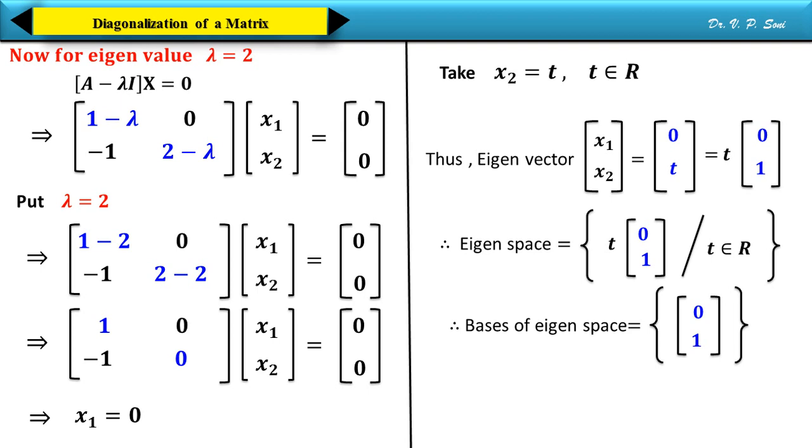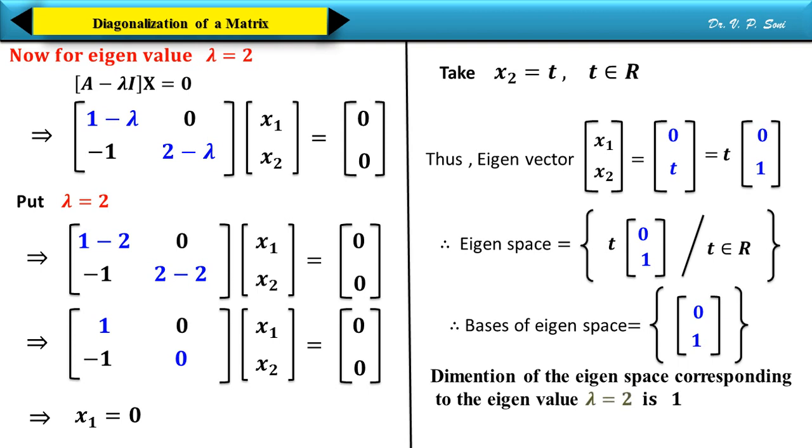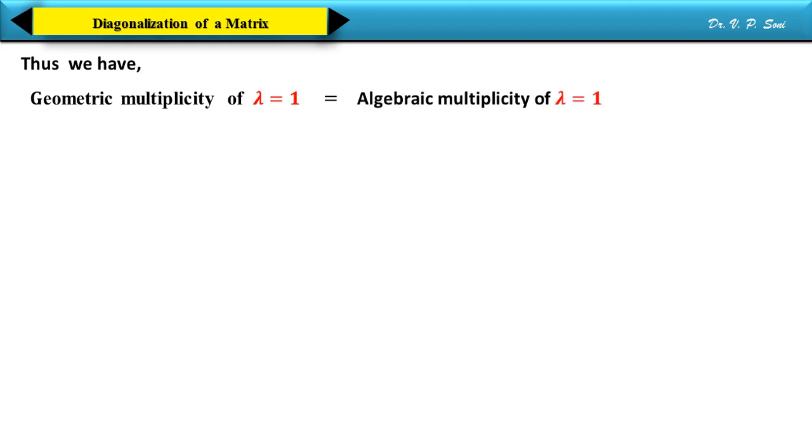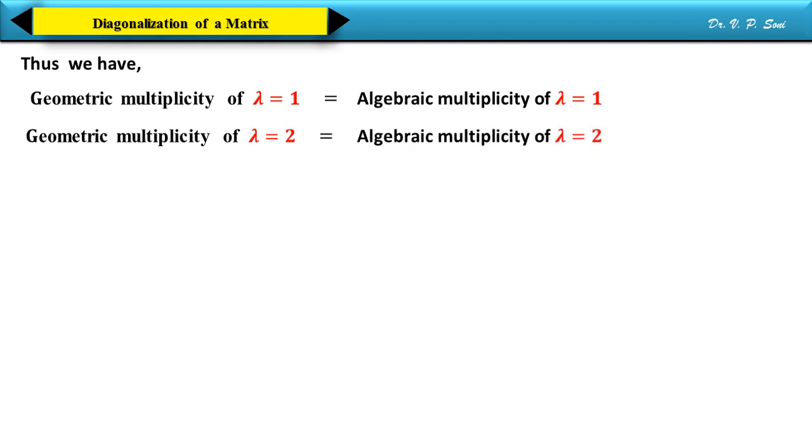Here the basis of the eigenspace contains only one vector, therefore the dimension of the eigenspace corresponding to the eigenvalue λ = 2 is 1. Therefore the geometric multiplicity of λ = 2 is 1. Thus we have the geometric multiplicity of λ = 1 equal to the algebraic multiplicity of λ = 1, and the geometric multiplicity of λ = 2 equal to the algebraic multiplicity of λ = 2. Therefore the matrix is diagonalizable, because the geometric multiplicity and algebraic multiplicity of each eigenvalue are equal.